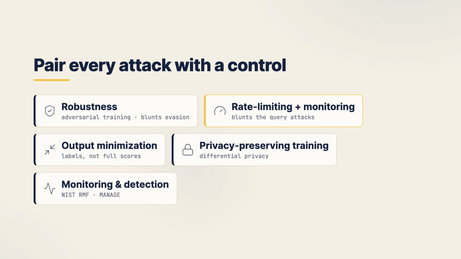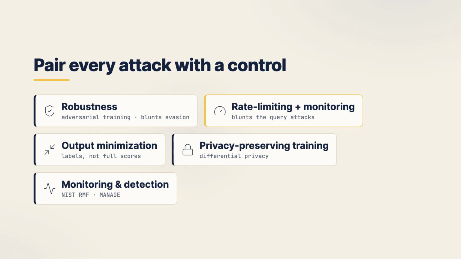Finally, monitoring and detection, which catches what gets through. Log and baseline your inference traffic, alert on the query signatures we just described, and watch for a single principal slowly reconstructing your model. This is your manage function in the NIST AI RMF sense, operational oversight of a deployed model. And notice where every one of these controls lives. The API gateway, the rate limiter, the logging pipeline, the training recipe. That's the architecture around the model. The model is the asset. The protection is the system you build around it.